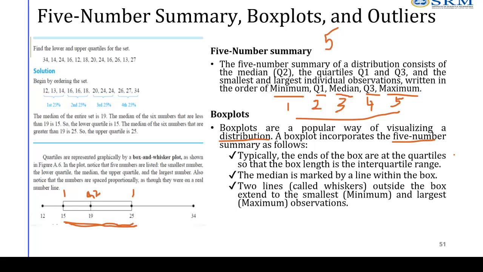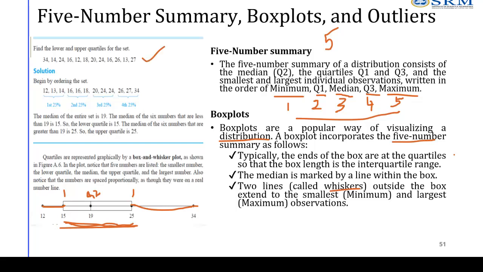So after this box plot, two lines will be extended from both ends of the box, and you call these whiskers. This is what is called a box plot, and I have explained what a box plot is. Let's see an example to know how a box plot can be drawn.